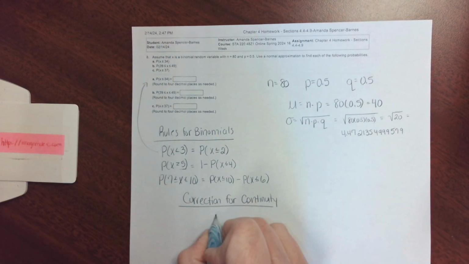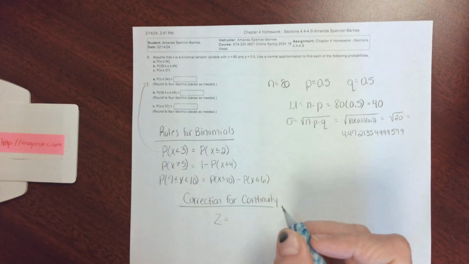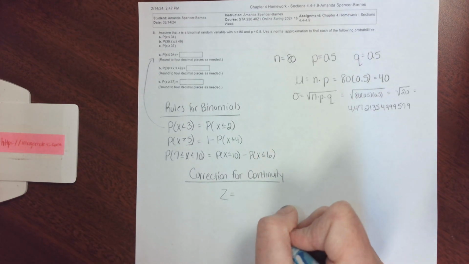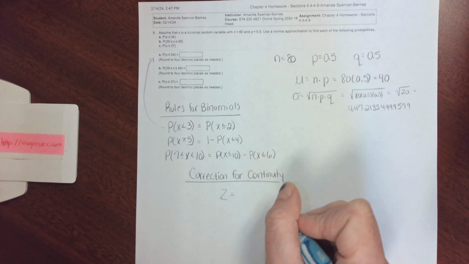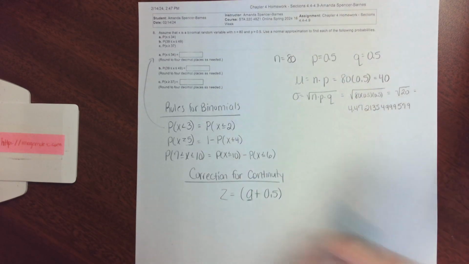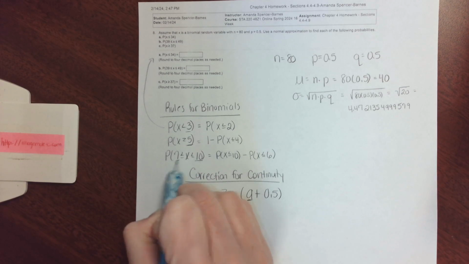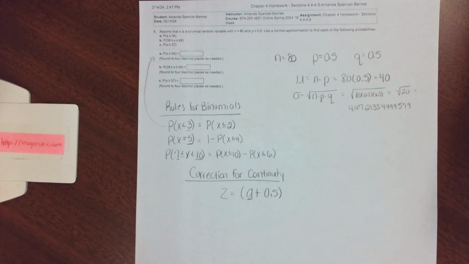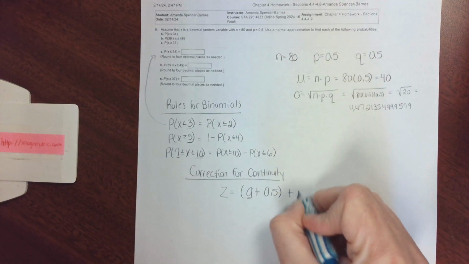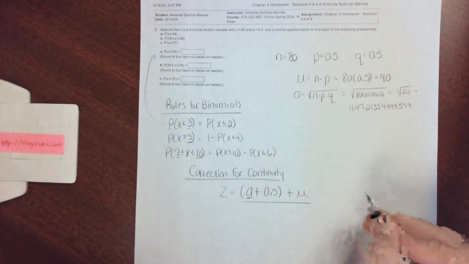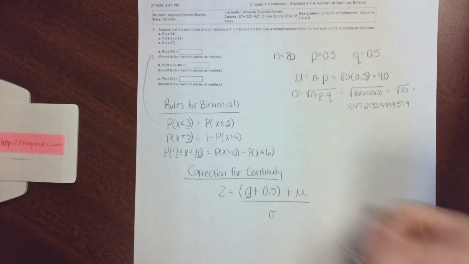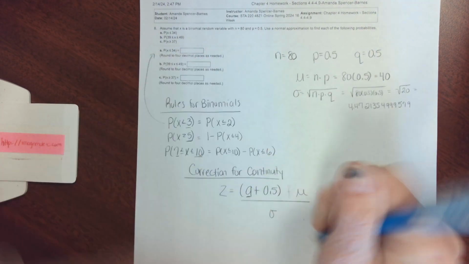So the correction for continuity actually comes in when we find our z-score. And I'll show you in just a minute how we're going to use that even though we're not finding the z-score. You are basically taking your value, whatever your value is, in that case the numbers inside our parentheses that we're being asked to find the probability of, and you're adding 0.5 to that value. So then in your actual formula, not make a mistake here.